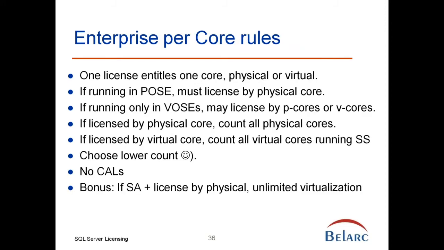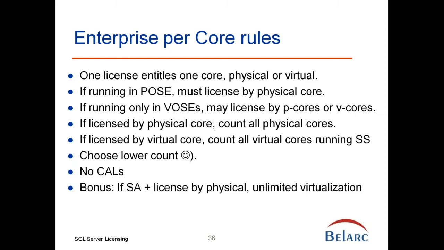Okay, so now let's switch from the per server to the one that really matters today, which is per core licensing. And this is a little more complicated, certainly more complicated than the per server stuff, and more complicated than the standard, because there's 2 ways to do it. So the first rule to keep in mind is you need 1 license for every core. That's the same as it was for standard. And if you're running your SQL Server in the physical environment, then you have to license by the physical cores and count all the physical cores.